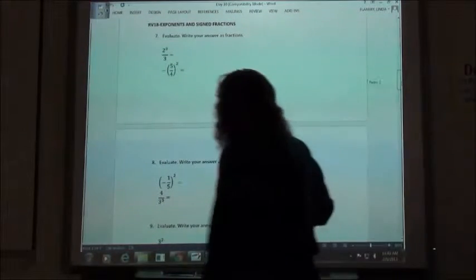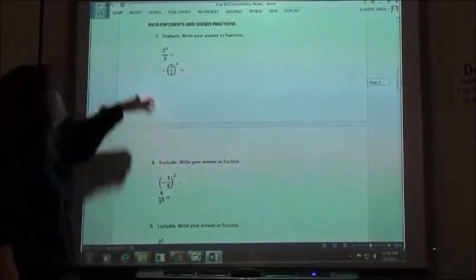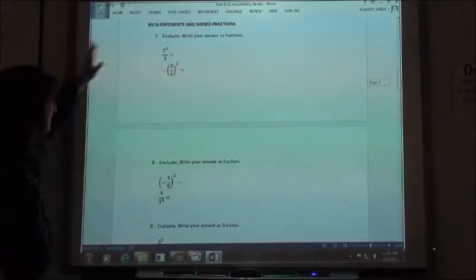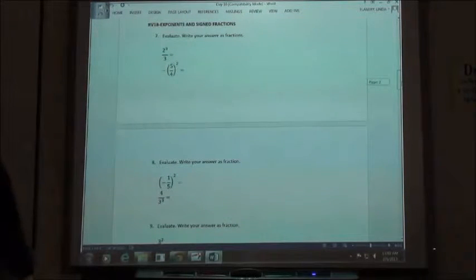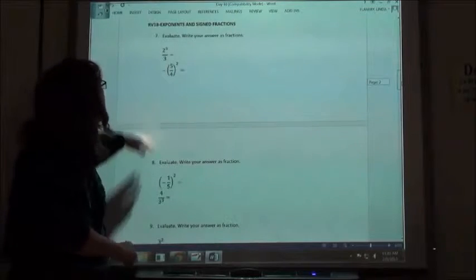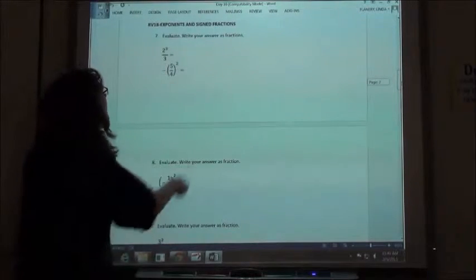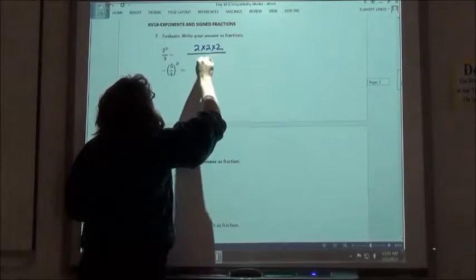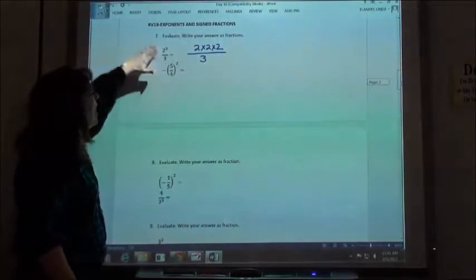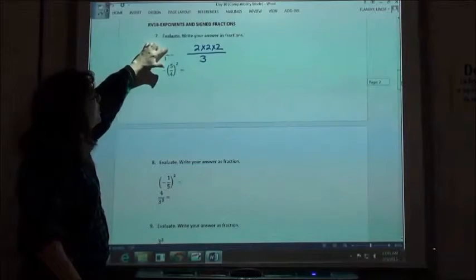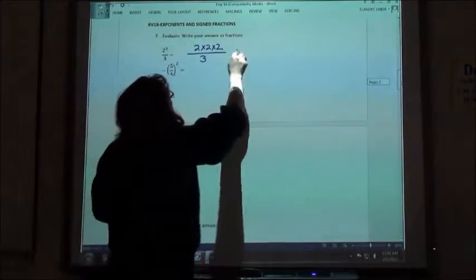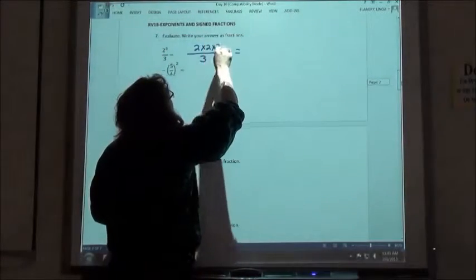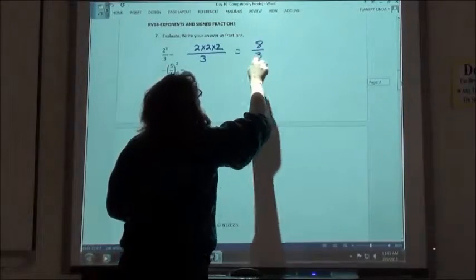Exponents and sign fractions. So now I'm evaluating something that has parentheses, negatives on the outside, negatives on the inside, and all those various things. 2 cubed over 3 means I'm going to do 2 times 2 times 2 over just the plain 3. They're not parentheses, so that cubed only goes with the 2. 2 times 2 is 4, 4 times 2 is 8, so 8 over 3 is my answer.